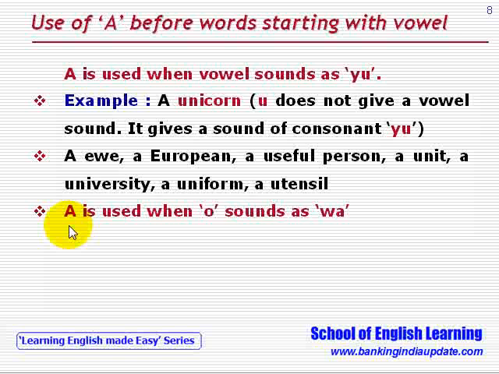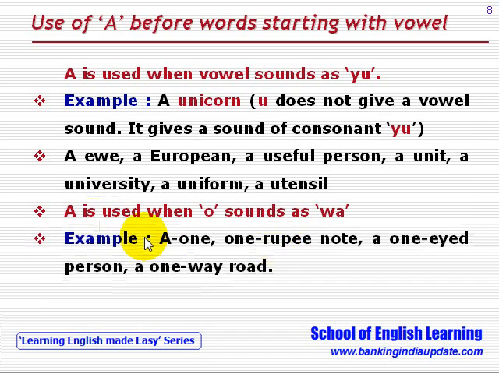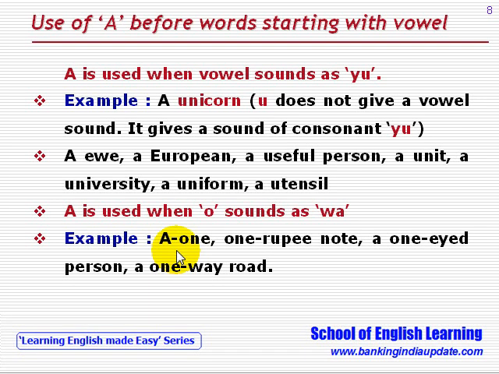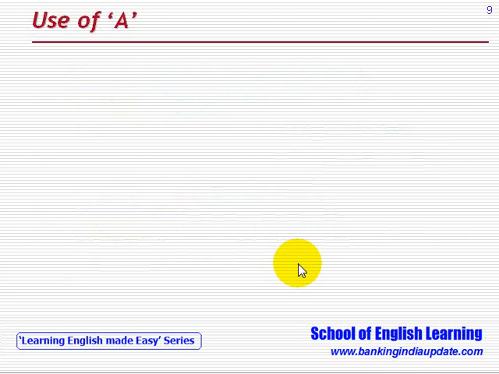In a similar manner, a is used when O sounds V. For example, a one rupee note. Here O is not giving sound of O, rather it is giving sound of wa, one rupee note. A one-eyed person, a one-way road. So in all these cases we are using a rather than an.